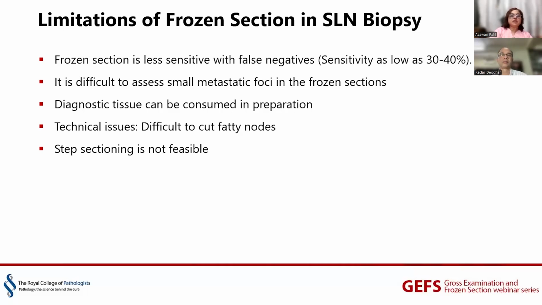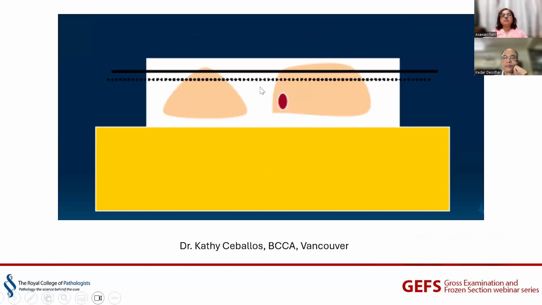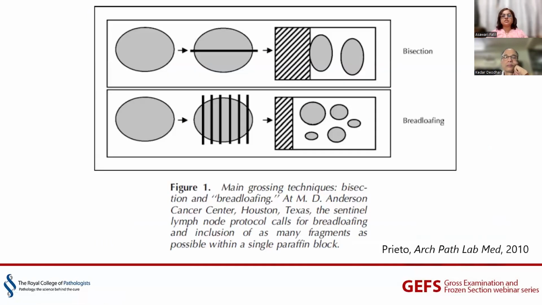So again, there are technical issues. Cutting the fatty nodes and step sectioning is not feasible. So what do we do? For traditional lymph nodes, small lymph nodes we submit entirely. The larger nodes we bisect and submit. Right now, for sentinel nodes, we have to cut them at different levels, separate section levels. So a bisected node is not done in a sentinel node unless it is a very, very small node. The rest of the nodes are sliced, or bread loafing is done, and each and every slice is put on the chuck for frozen section. That way, we are examining the maximum surface of the lymph node.